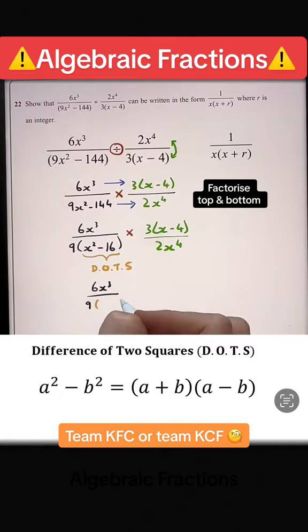I'm going to open my double brackets. What multiplied by itself gives you x squared? We're going to have a single x in both brackets. One will have a plus, and one will have a minus. What multiplied by itself gives you 16, or the square root of 16? Plus 4, and minus 4.